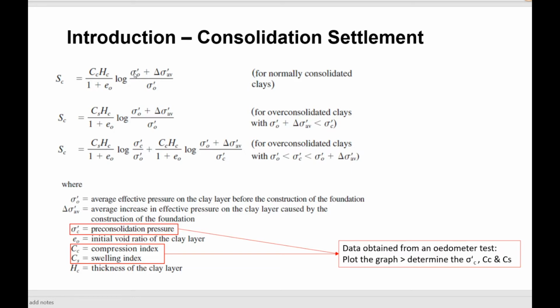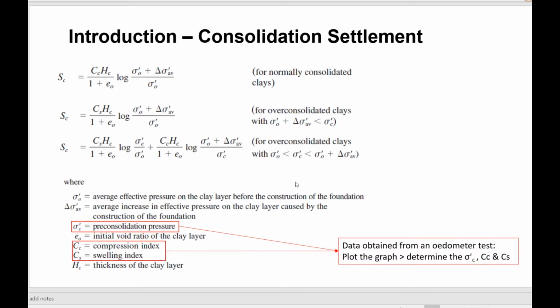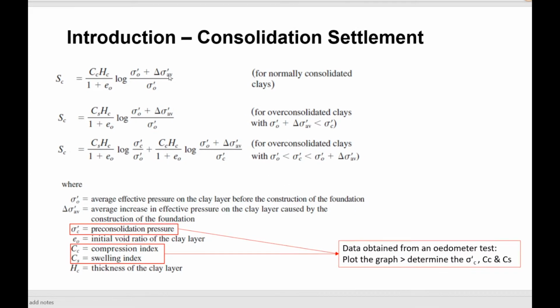And then we have the stress prime naught, which is the average effective pressure on the clay layer before the construction of the foundation. And we have the delta stress prime average, which is the average increase in effective pressure on the clay layer caused by the construction of the foundation. So what is the difference? The initial is before the construction and the delta stress prime here is once we have the construction of the foundation. What is the difference between these two equations for over consolidated clays?